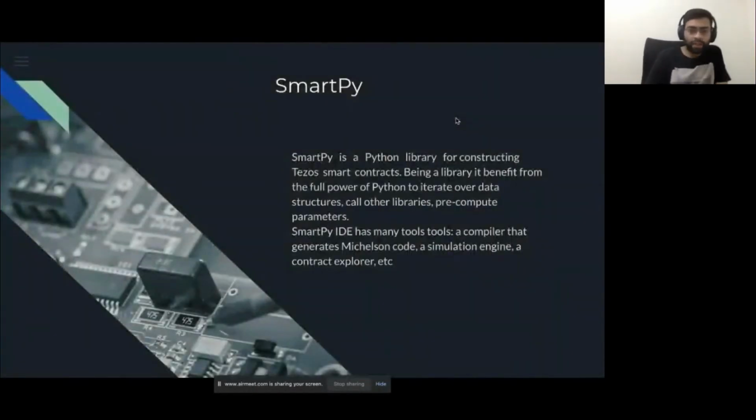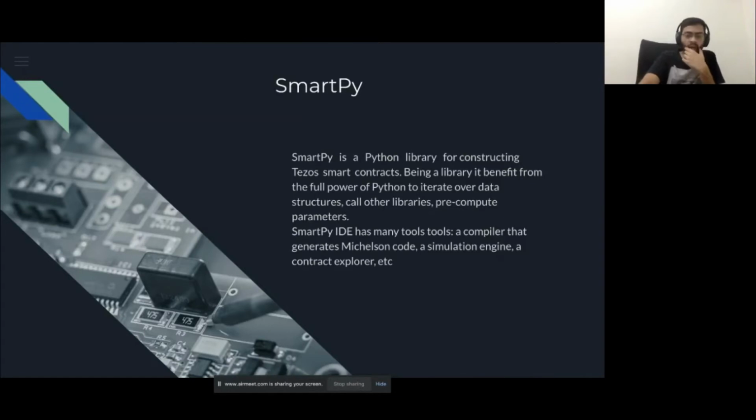So SmartPy is this Python library which is used for constructing Tezos smart contracts. Being a library, the advantage is that it can extract the full power of Python, and it can draw on other Python libraries to build smart contracts, use existing data structures, and call other libraries. So it's a very powerful way of compiling code to Michelson.